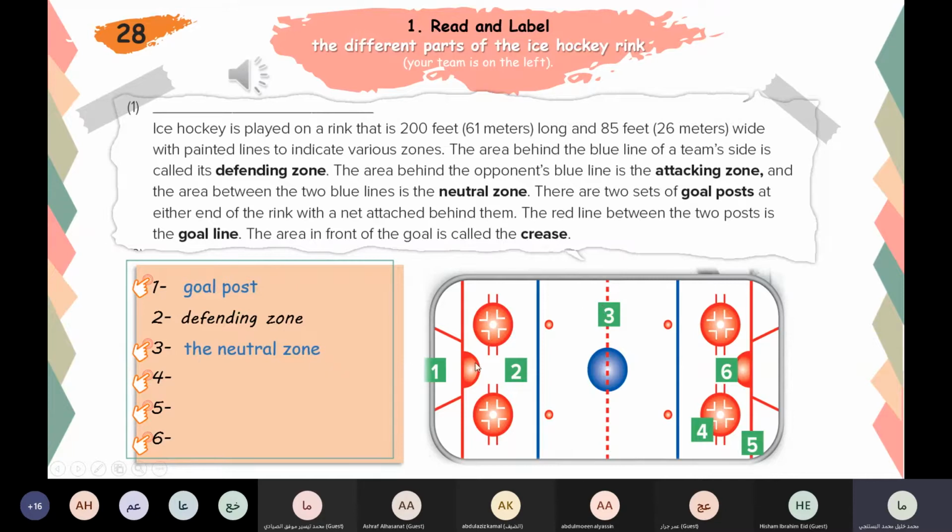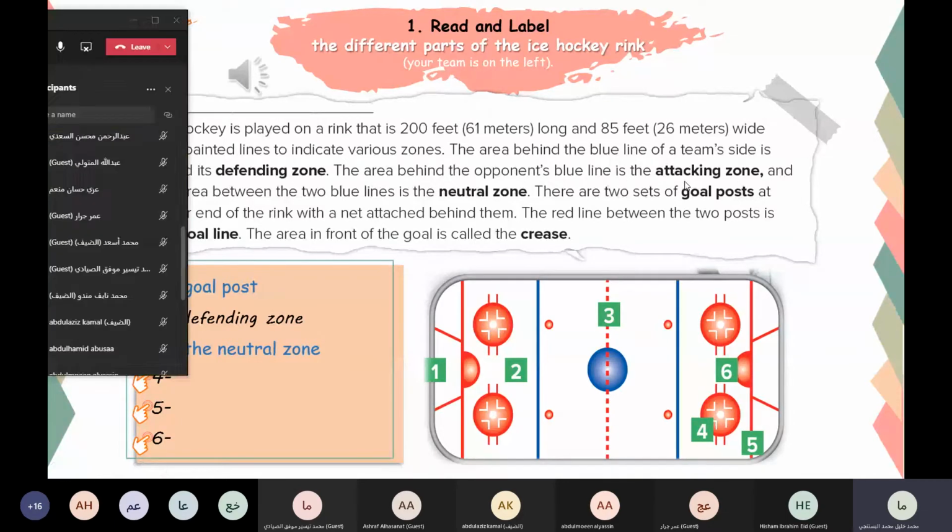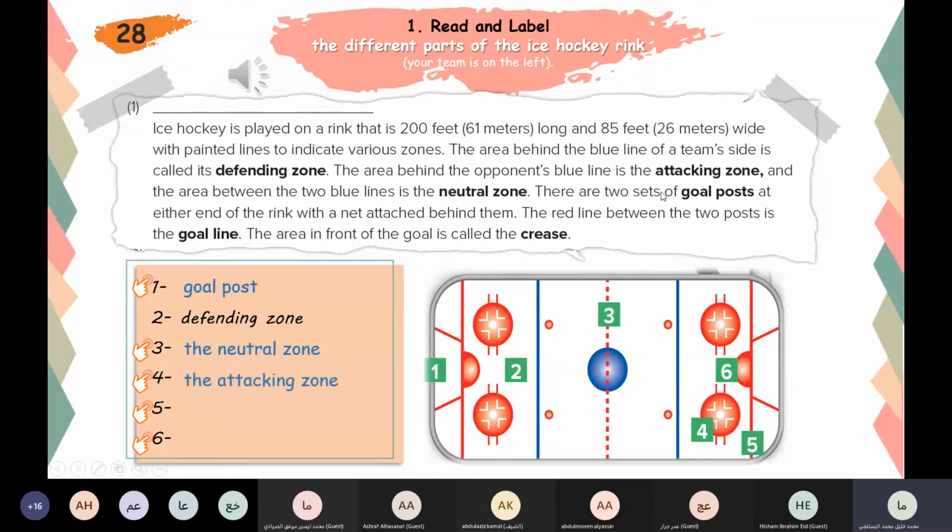Now, what about number 4 here? What do we call it? Look here. The area behind the opponent's blue line is what? Who can answer? Number 4 is what? The attacking zone. Number 4 is the attacking zone here. We call it the attacking zone.